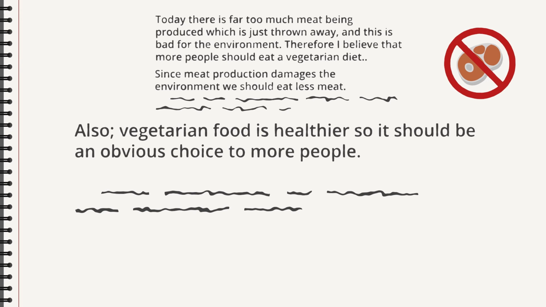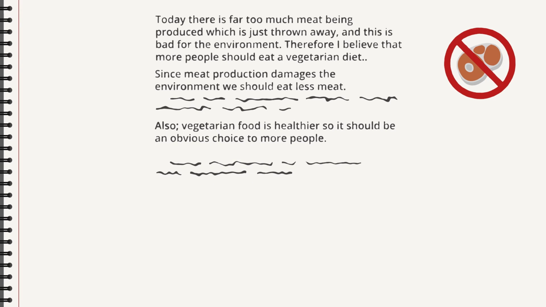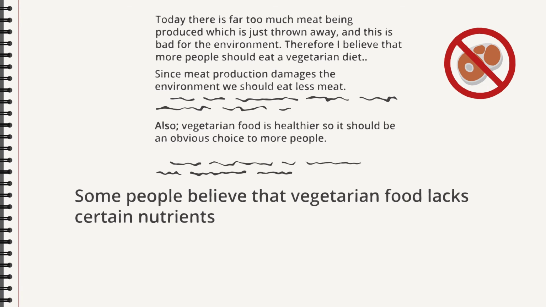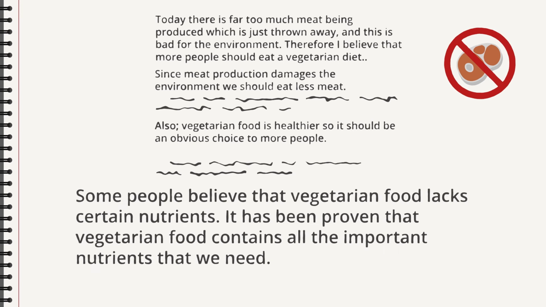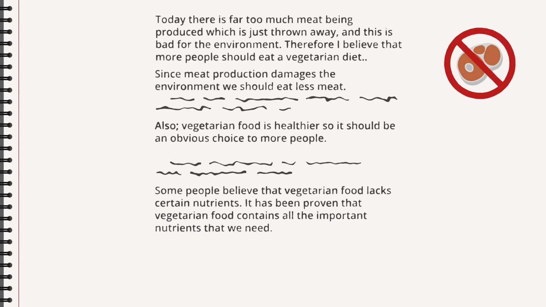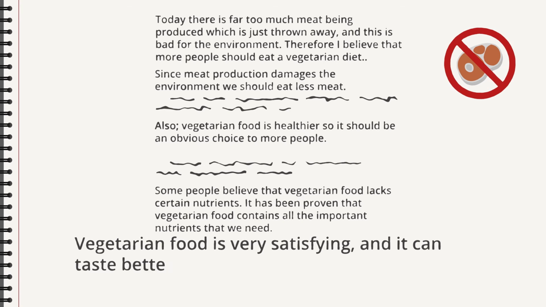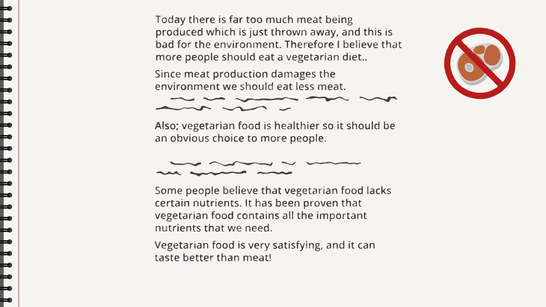Now it's time for your counter-argument, which might be, some people believe that vegetarian food lacks certain nutrients. And of course, you need to answer this counter-argument. Explain why this is wrong. Maybe like this: it has been proven that vegetarian food contains all the important nutrients that we need. And then your third and last argument. For example, vegetarian food is very satisfying, and it can taste better than meat.